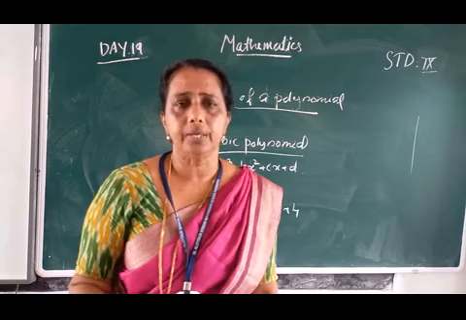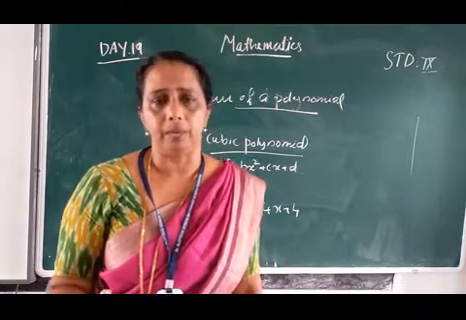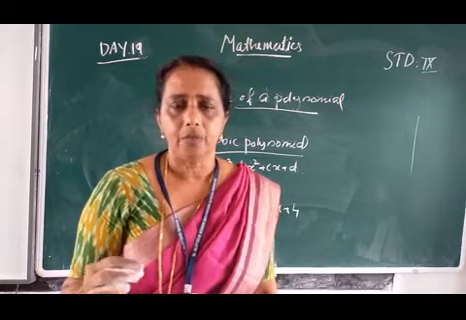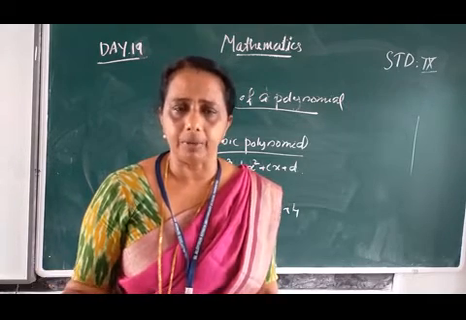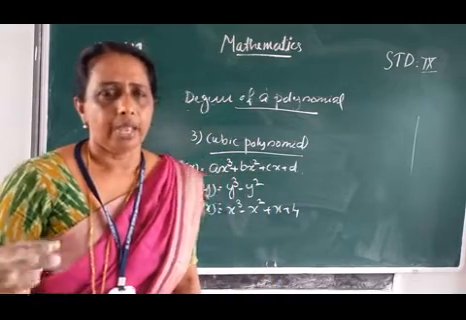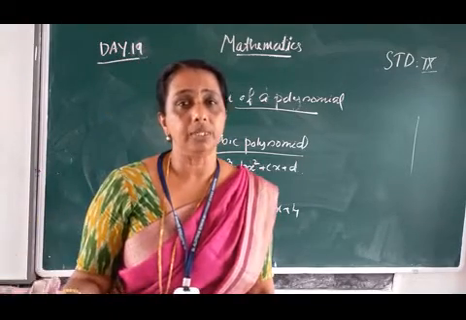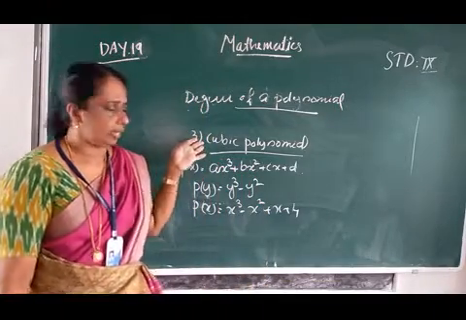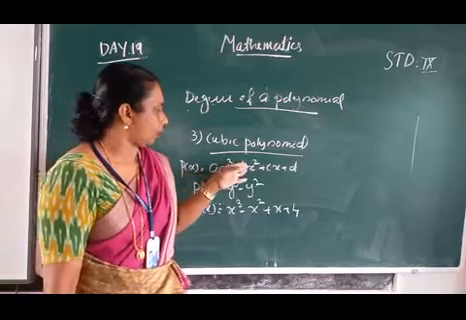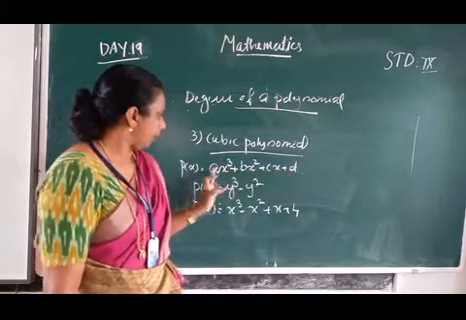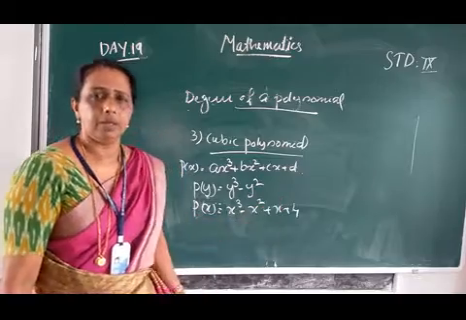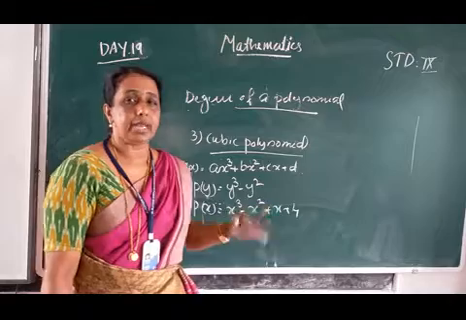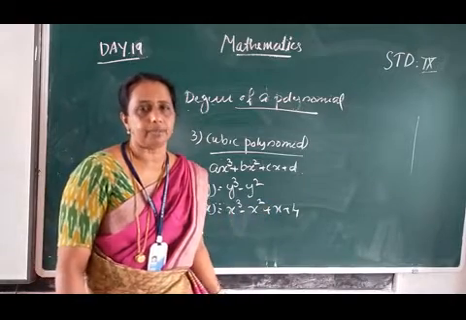Next we study the quadratic polynomial. The standard form is ax square plus bx plus c, where a, b and c are real numbers and a is not equal to 0. A quadratic polynomial has at most 3 terms. Then the third one is cubic polynomial. The standard form is ax cube plus bx square plus cx plus d, where a, b, c and d are real numbers and a is not equal to 0. A cubic polynomial has at most 4 terms.